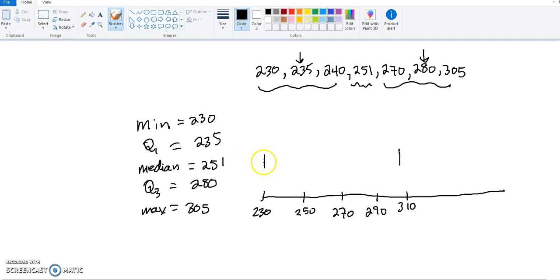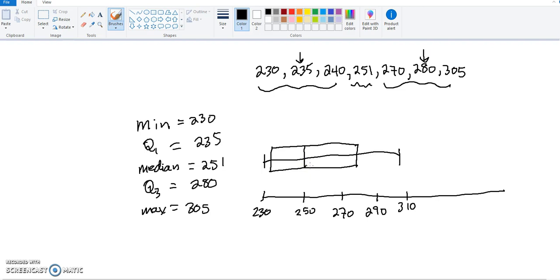Okay, so then we connect those. So those are like the whiskers. And then the box goes from Q1 to Q3. So 235, somewhere down here, up to 280, which would be right in the middle of 270 and 290. So this is your box, and then we're just going to put a line right where the median should be, which is 251, so right there. So that's the Box and Whisker plot. It just summarizes the data. So that's kind of the basic version.